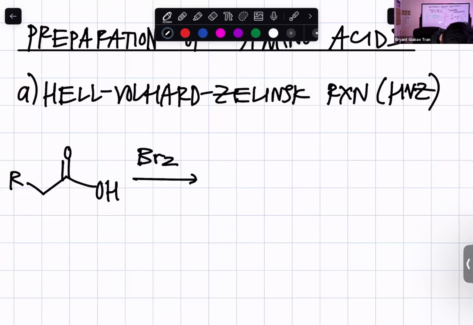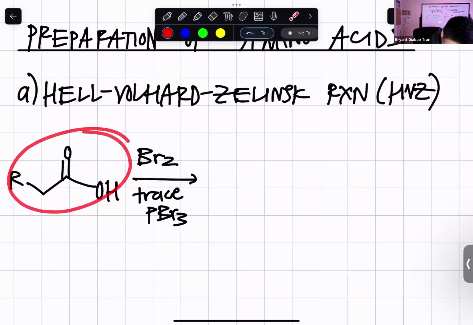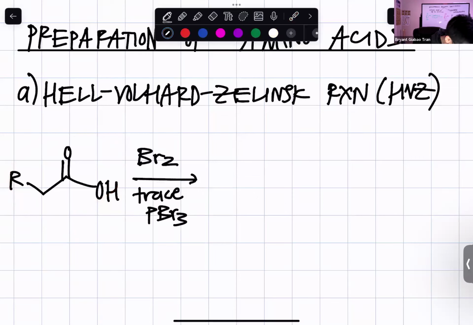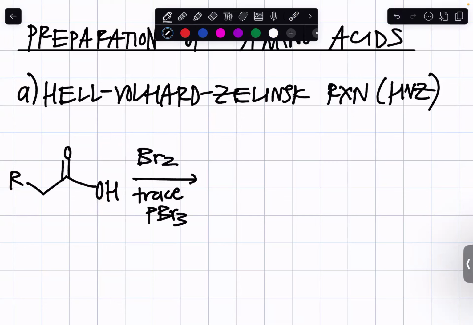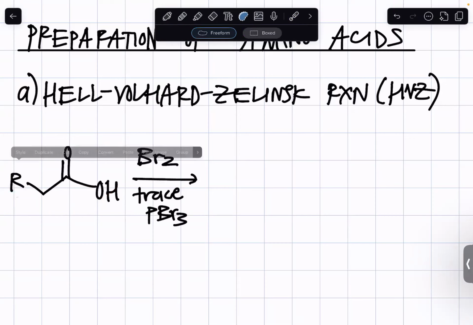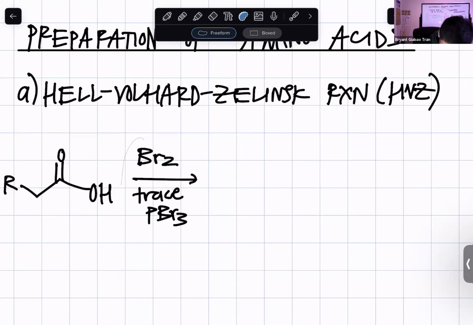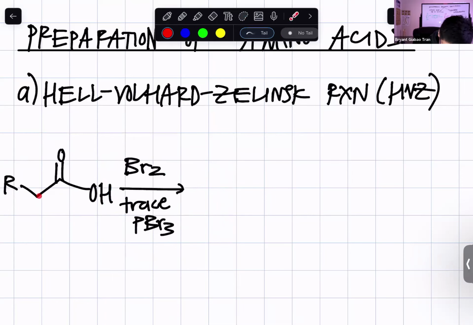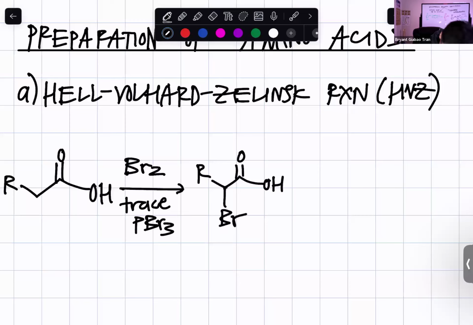Br2 and trace PBr3, what would that do to this carboxylic acid and its alpha carbon? It's okay if you forgot, I can just tell you. It attaches the bromine at the alpha position, the alpha carbon. So you know that this is the carboxyl group, this is the alpha carbon, and this Br here is a good leaving group.